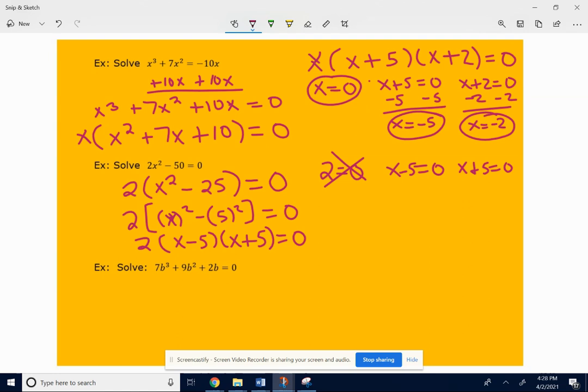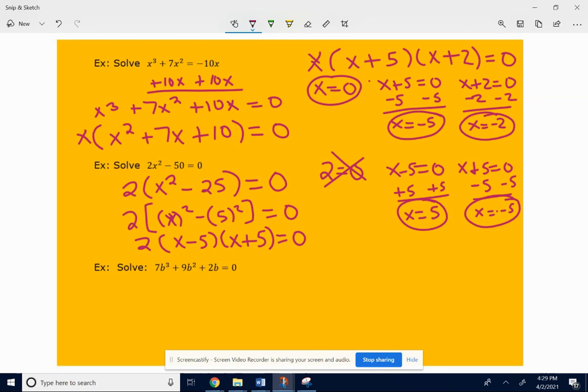But x minus 5 equals 0. Add 5 to both sides. x equals 5 is one solution. The other equation, subtract 5 from each side. x equals negative 5 is another solution. So we get 2 answers on that, 5 and negative 5.